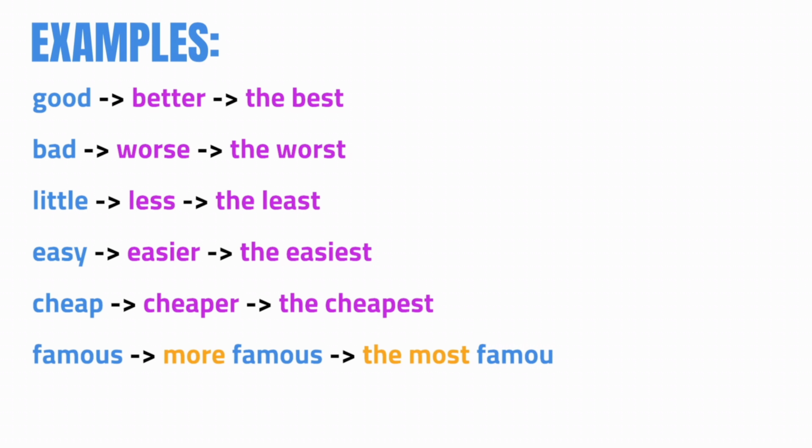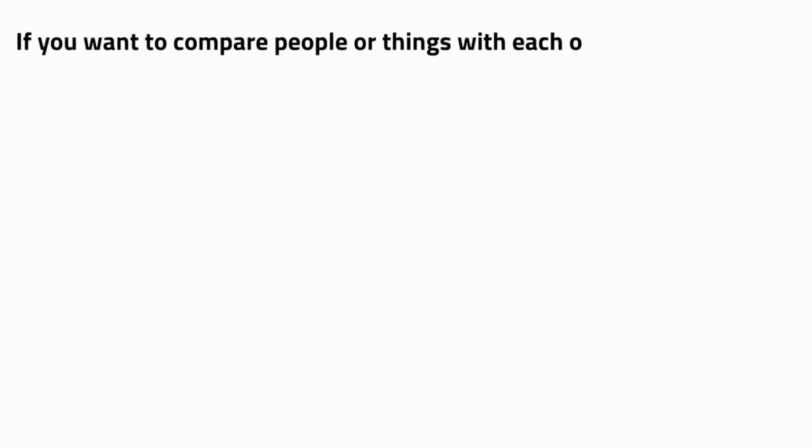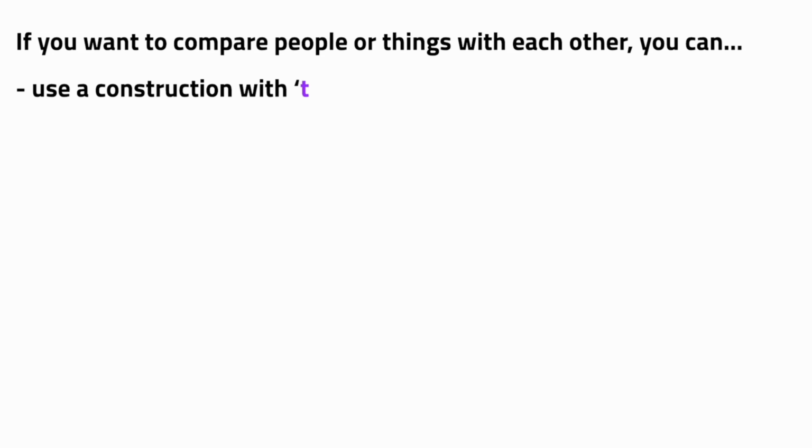Now longer adjectives, as I said before, famous, more famous, the most famous. And it's getting less exciting, less exciting, the least exciting. If I were you, I would learn these exceptions or differences in writing by heart. If you want to compare people or things with each other, you can, for example, use a construction with than.